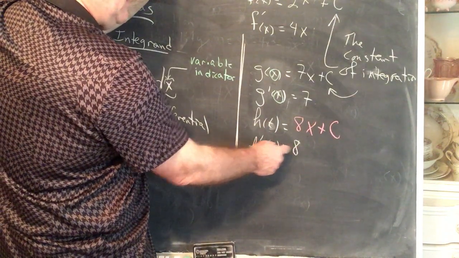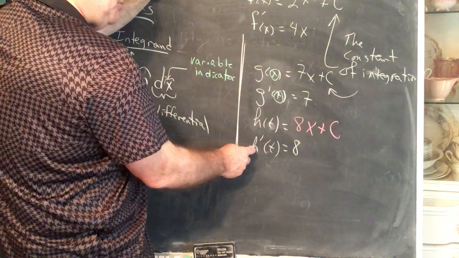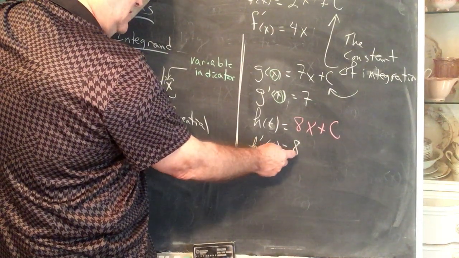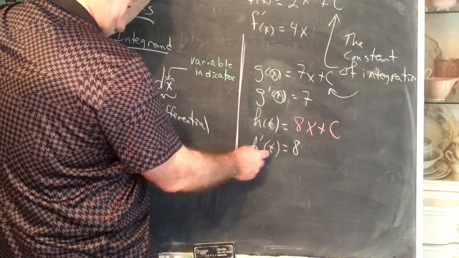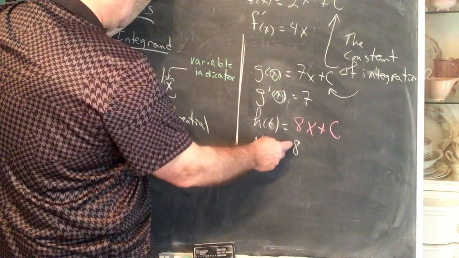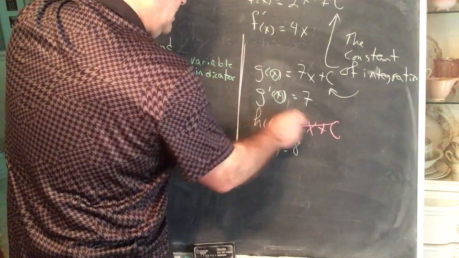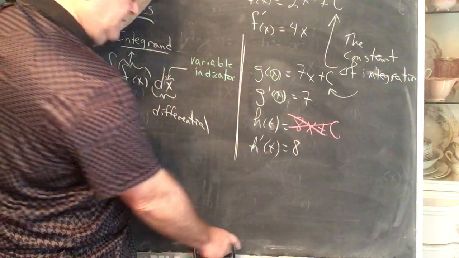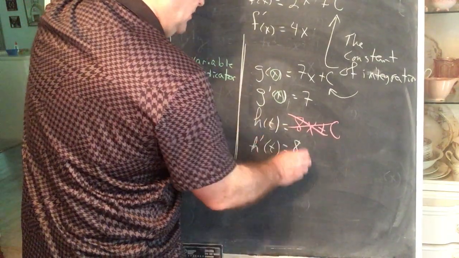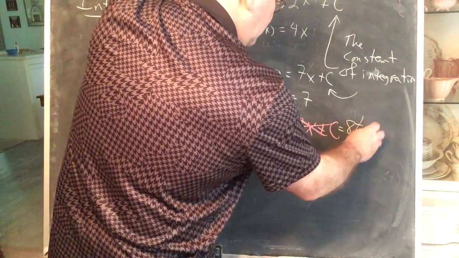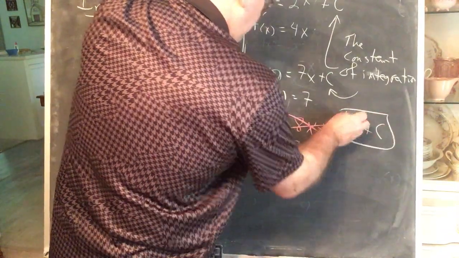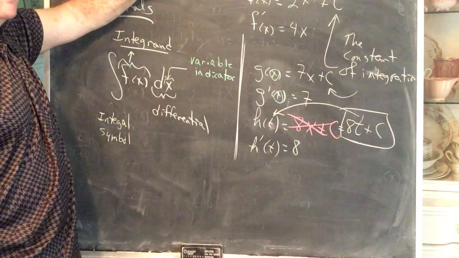The antiderivative of 8, if this is h prime of t is 8, the antiderivative of that function, this is a constant function, the antiderivative of this function is not 8x. What is the antiderivative? Is it clear? The antiderivative here is 8t plus the constant of integration. That's the value of h of t.